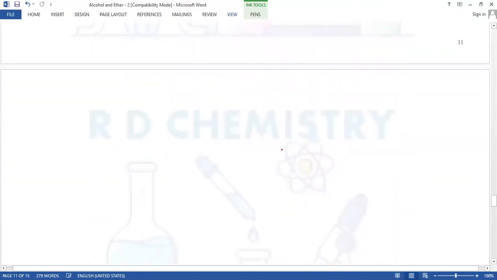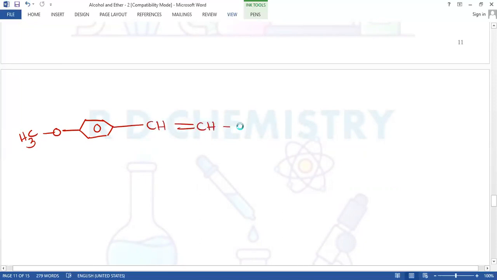So we have a benzene ring attached to OCH3, then a CH, double bond CH, then single bond CH3. Let me deal with the ether linkage first. You know that H plus always goes with the oxygen. What is remaining? Br minus here.